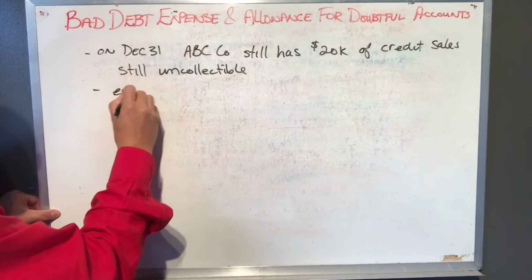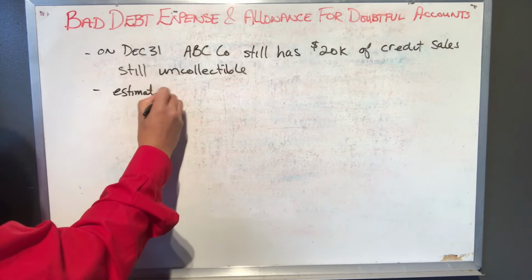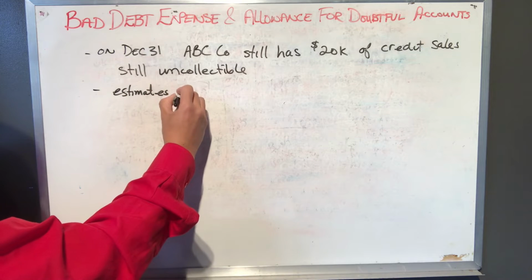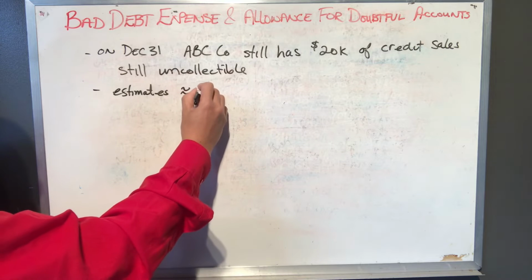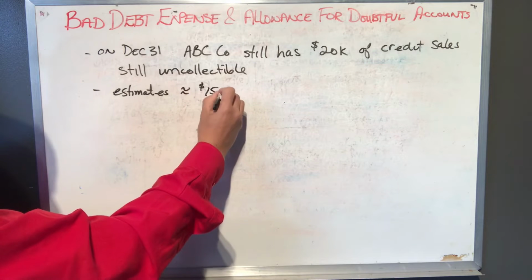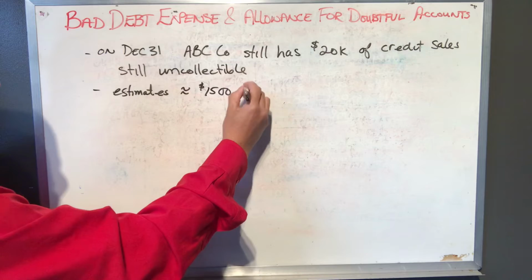So it estimates that approximately 1,500 of this is bad debt.